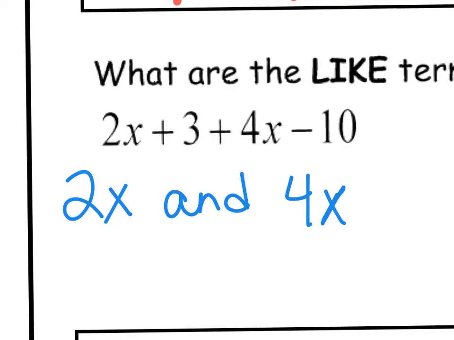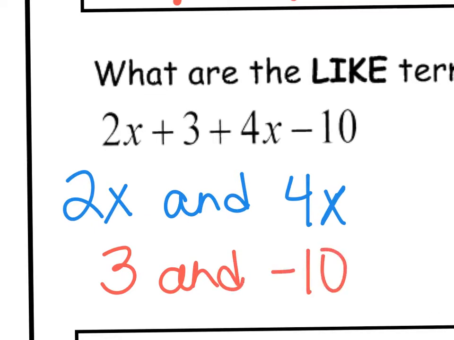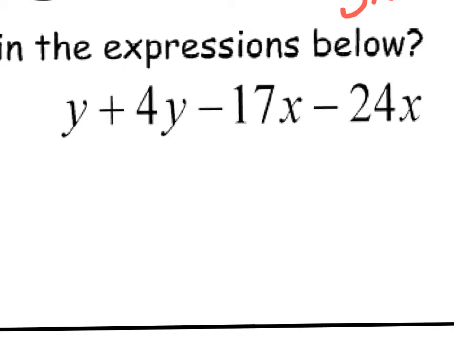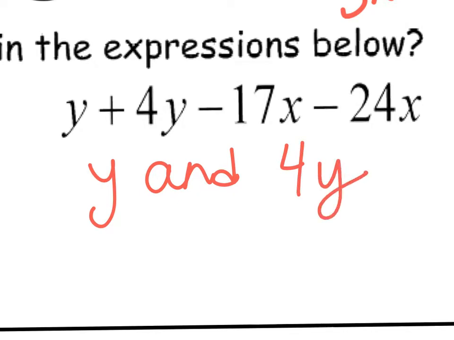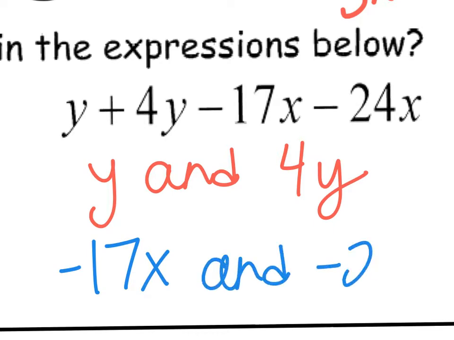Okay, how about Francesca, what are my 2 other like terms? Yeah, negative 10 and 3. These are like terms because they're the exact same variable. In this case, they don't have a variable, so they're the exact same. Y and 4y, yeah, y and 4y are like terms because their variable is exactly the same. And then Zachary, give me the other pair of like terms. 17x and 24x. Right, it would be negative 17x and negative 24x. Take the sign in front. But you got 2. So the variables are exactly the same, x, x.